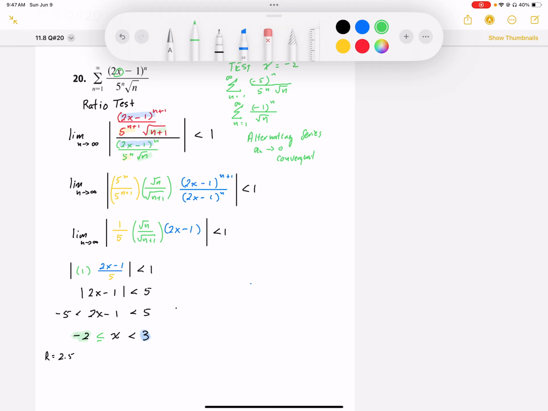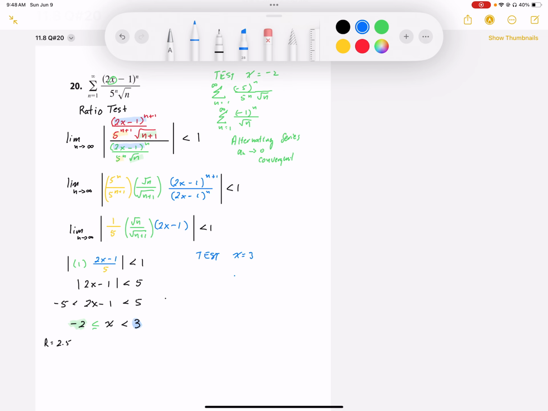Okay, when x is equal to 3, we're going to test that. Plugging into that expression, when x is equal to positive 3, we're going to get 6 minus 1 is 5, so n equals 1 to infinity, we're going to end up with 5 to the power n over 5 to the power n, and that's all over root n. And we can simplify this down: 5 to the power n's cancel out. So this becomes 1 over root n.